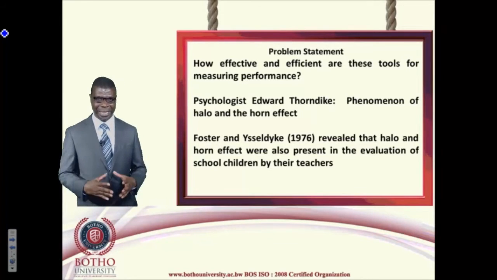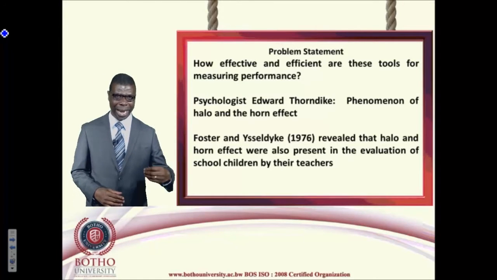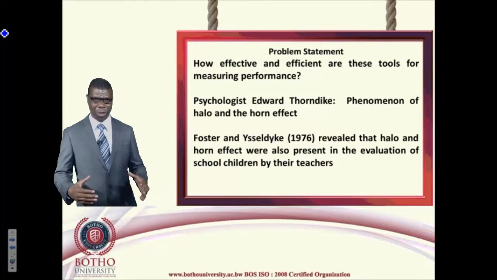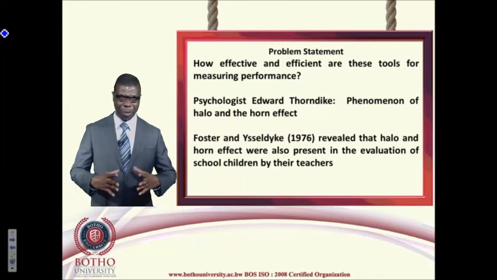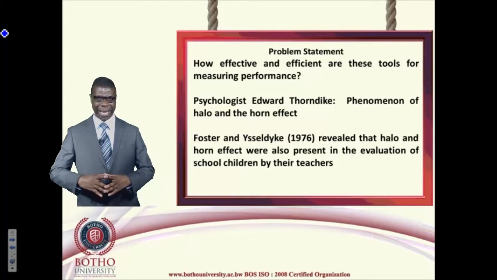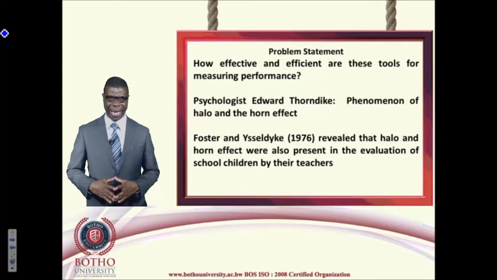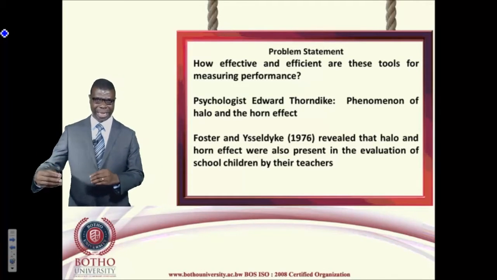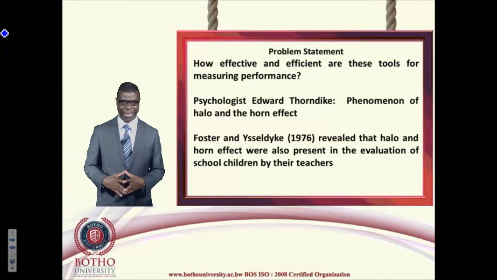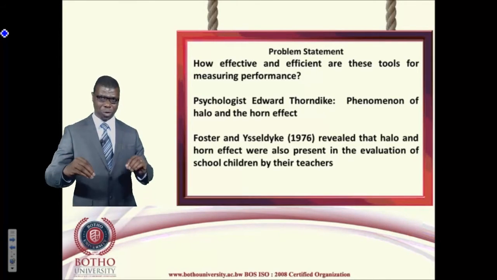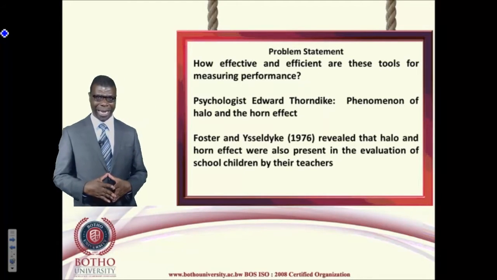The biggest problem is a phenomenon that was postulated by a psychologist, Edward Thorndike, when he talked about the halo and the horn effect. The halo effect is where someone likes an object and they tend to measure that object very highly. The horn effect is where an individual measures an object at a low mark because they tend to hate that kind of object. However, this is also embedded in the classroom audit and also student feedback.